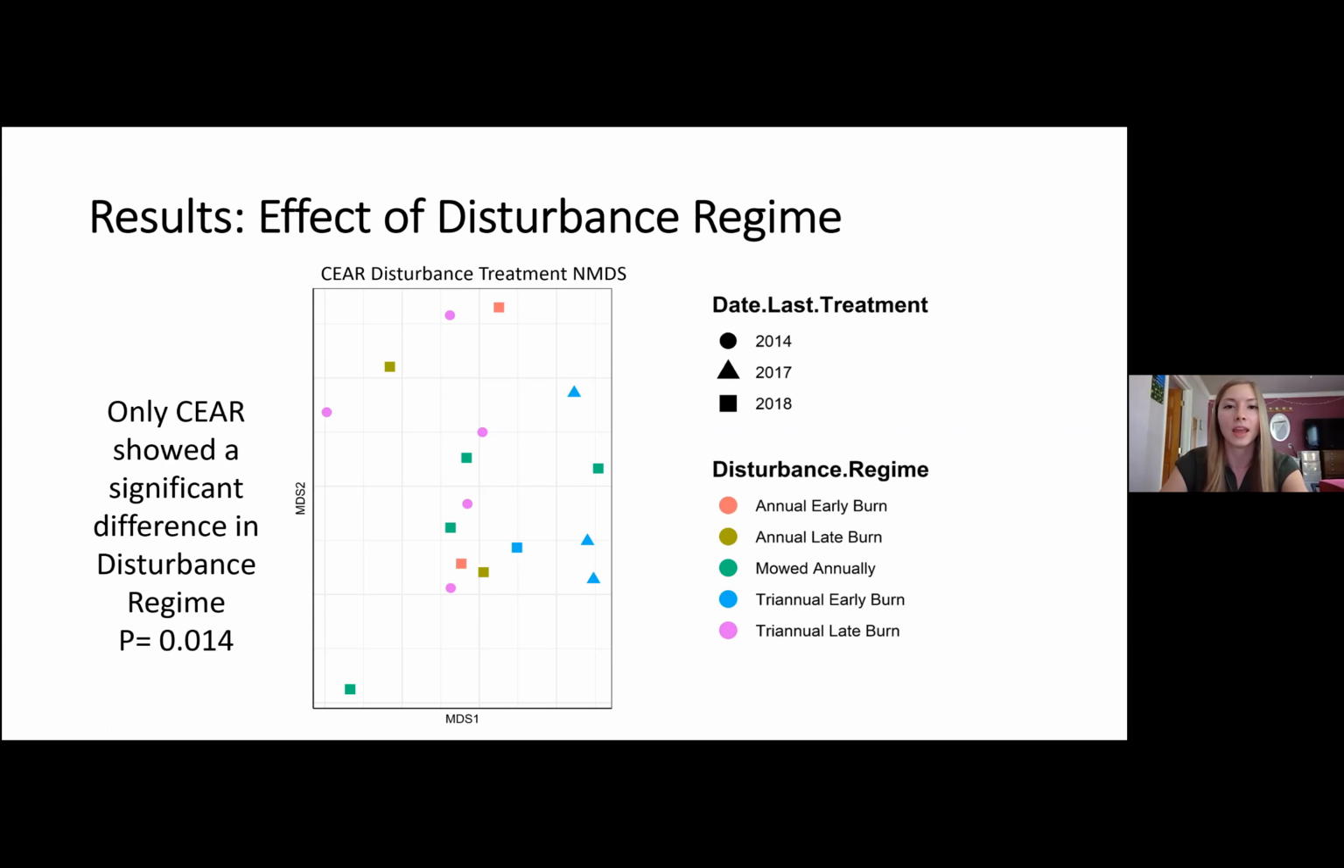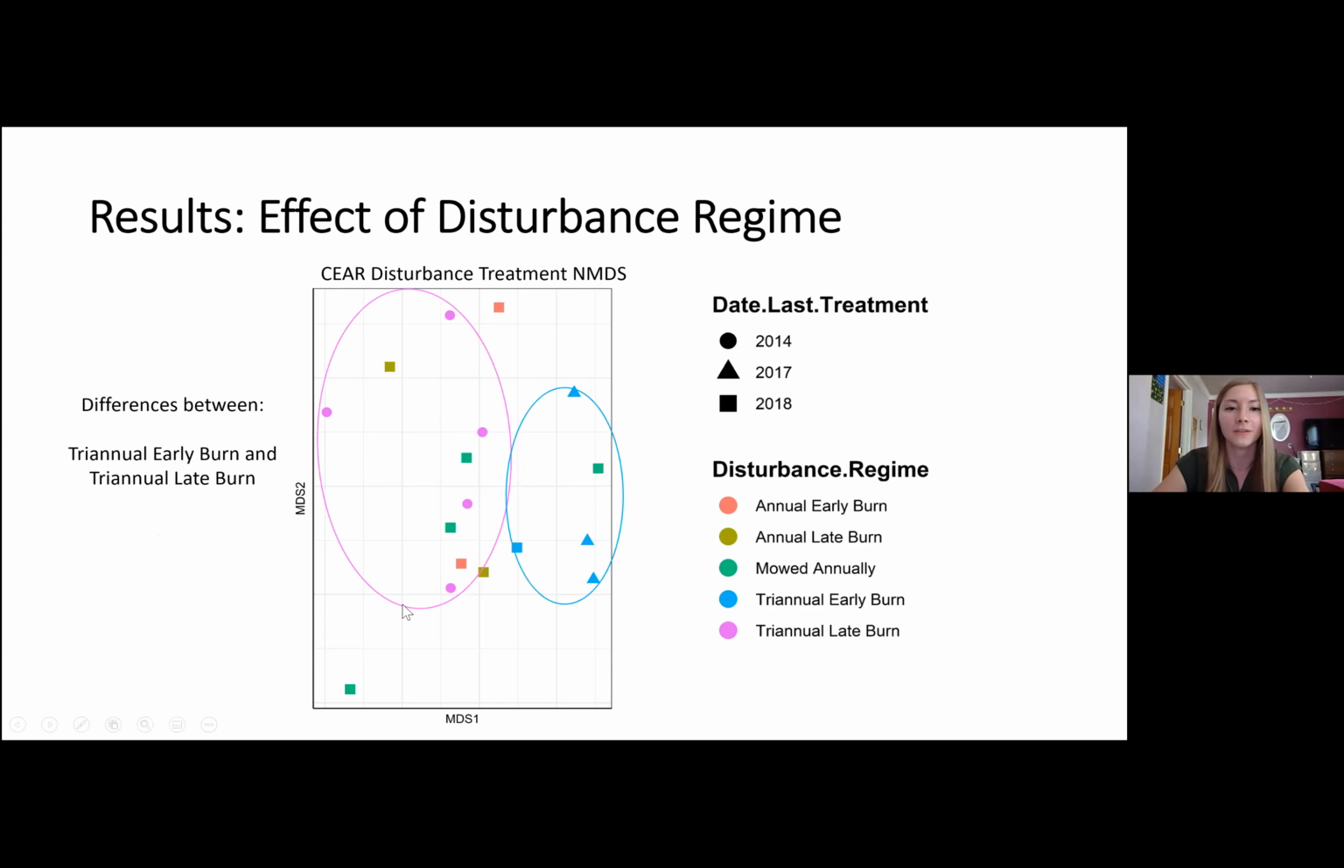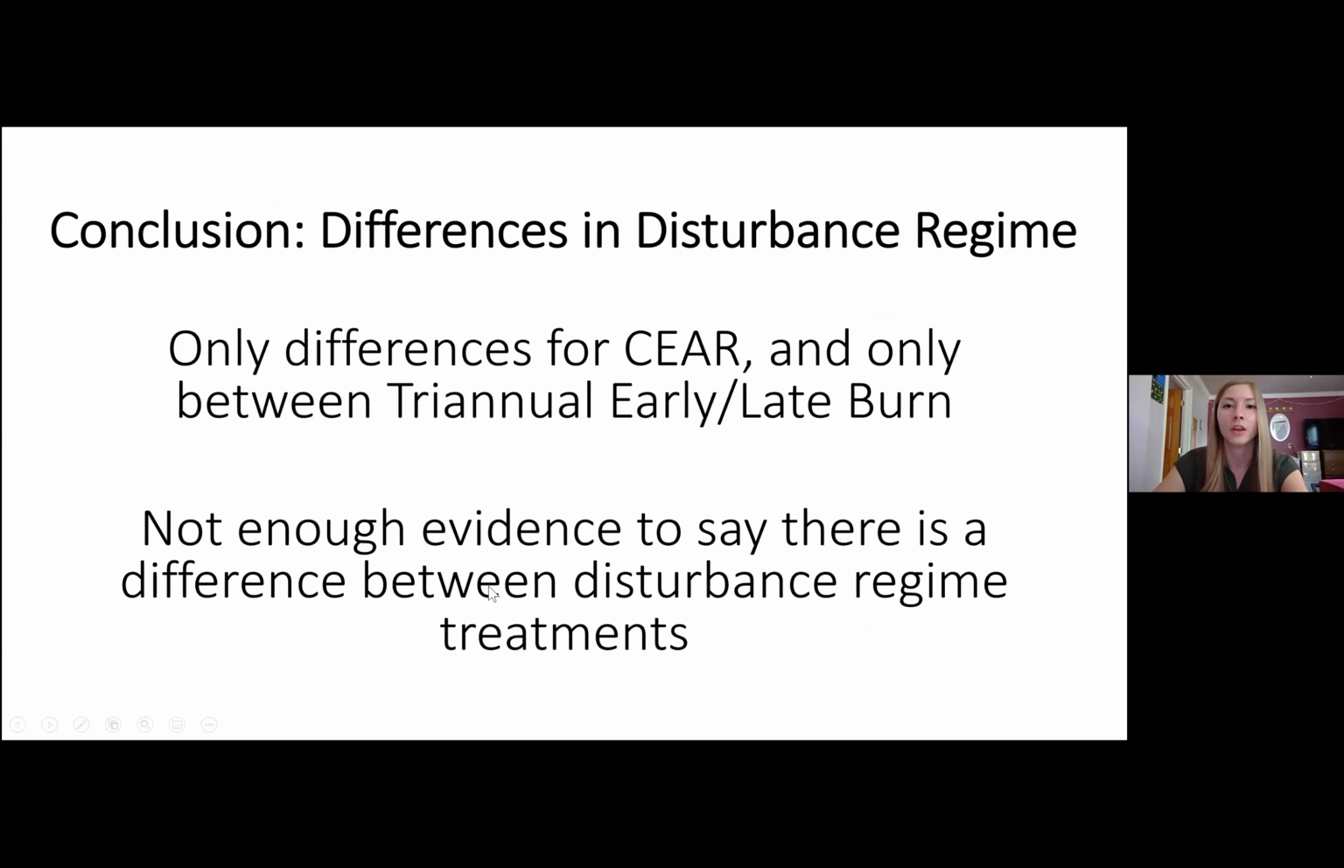So after performing a pairwise test, I found that there were differences in the bacterial OTU composition of plants taken from triannual early burn sites and plants taken from triannual late burn sites. So that goes to show that only differences were calculated for sear, and differences were only found between triannual early burn and triannual late burn sites. That might indicate that there is an effect of seasonality for sear alone, but overall, there's not enough evidence to say that there is a difference between disturbance regime treatments.